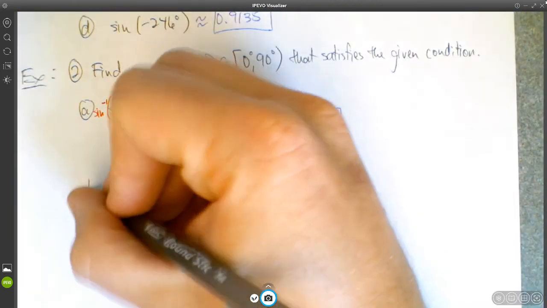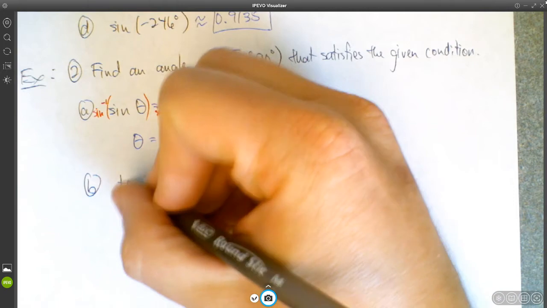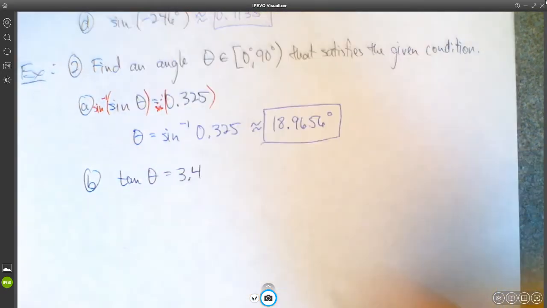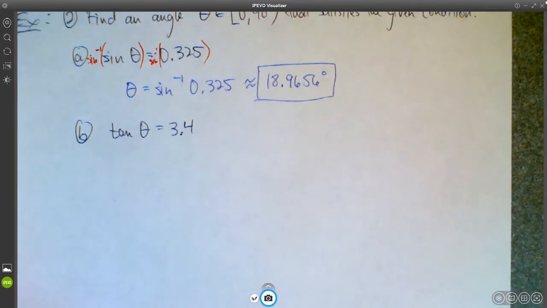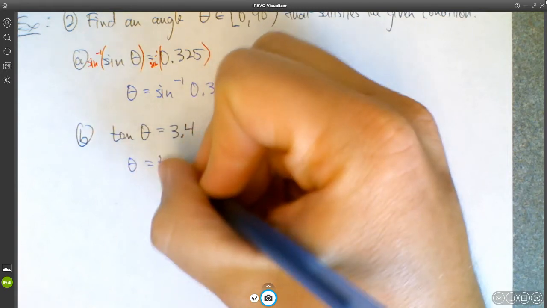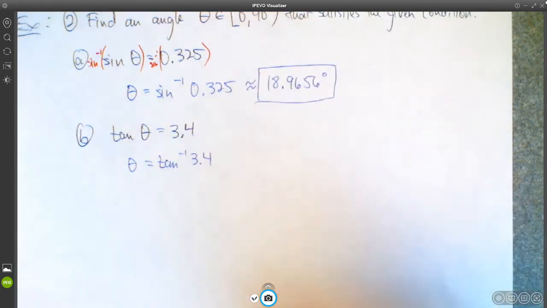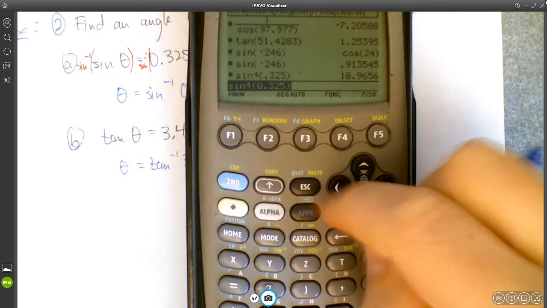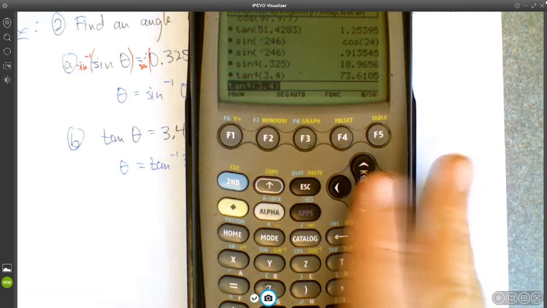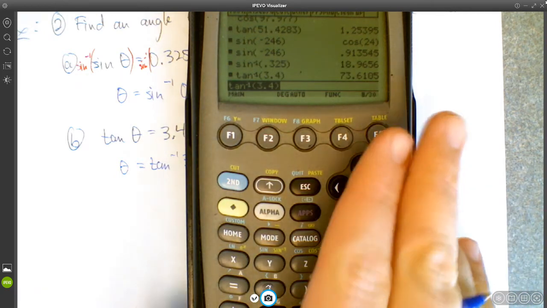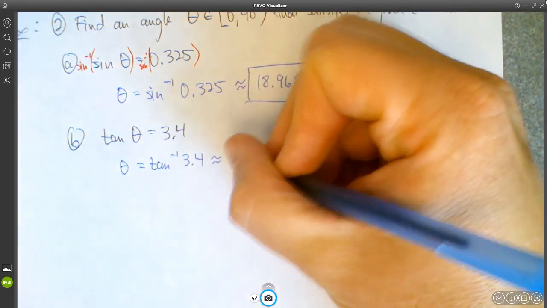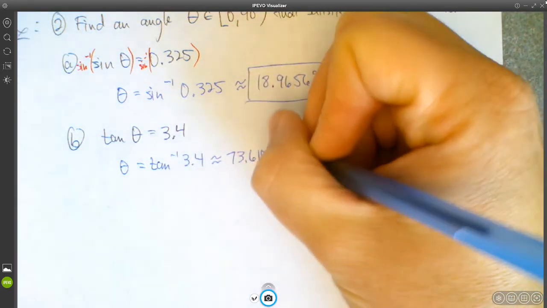So let me give you one to work on. See if you can figure out theta if tangent theta is equal to 3.4. So go ahead and give the video a pause, see if you can get that. Okay, so here's what you should have. You should say theta equals tangent inverse of 3.4, and then use your calculator to do tangent inverse of 3.4. So that's 73.6105 degrees.